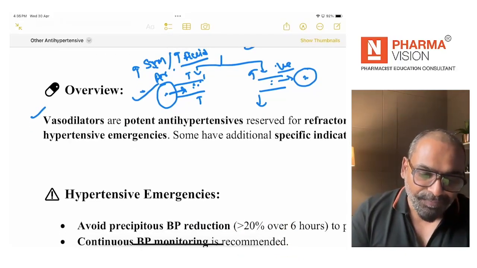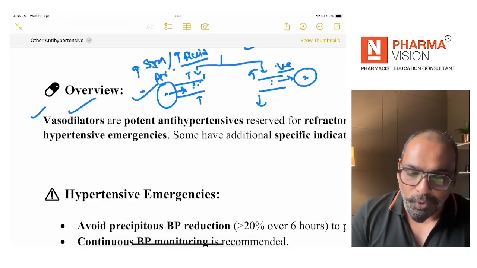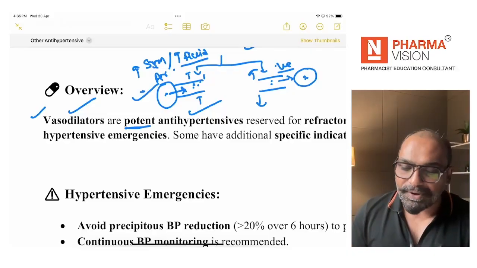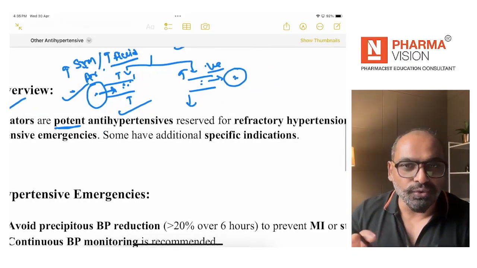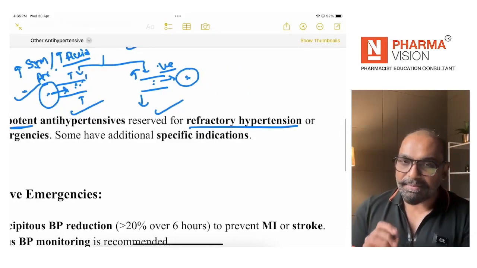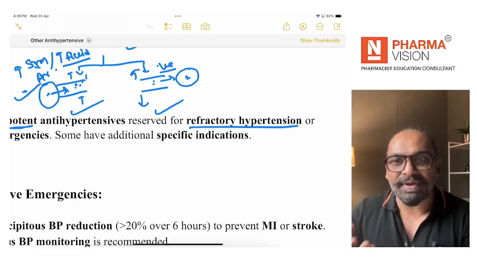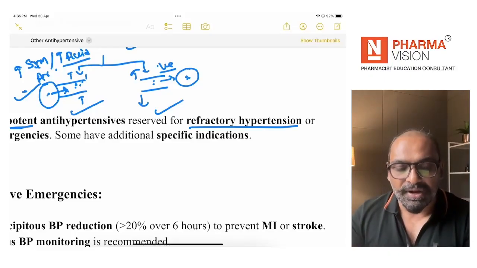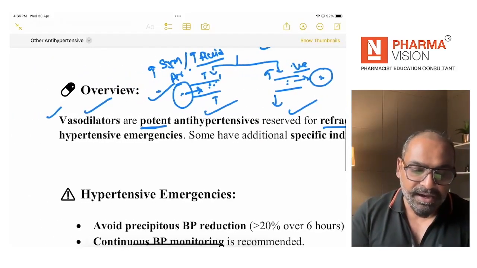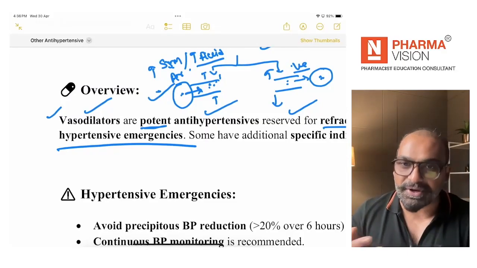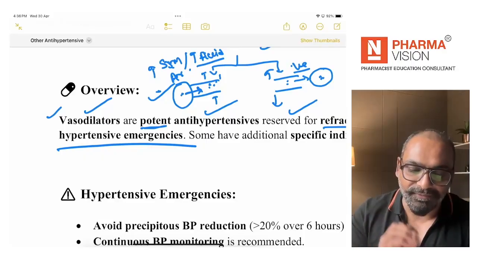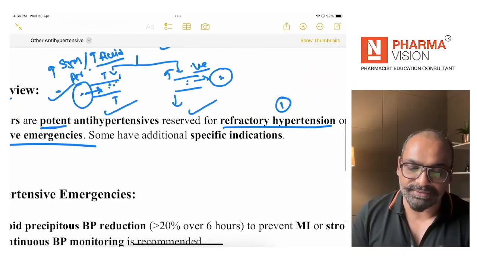Perfect. So vasodilators are potent antihypertensives. Remember, these are potent antihypertensives. These medications are not used in a common way. They are reserved for refractory hypertension, that means other medications are not giving enough response. In that situation, we can use such medications. That is one thing. And the second thing is that these medications are used for hypertensive emergency. So these are the two special situations where we can use vasodilators.